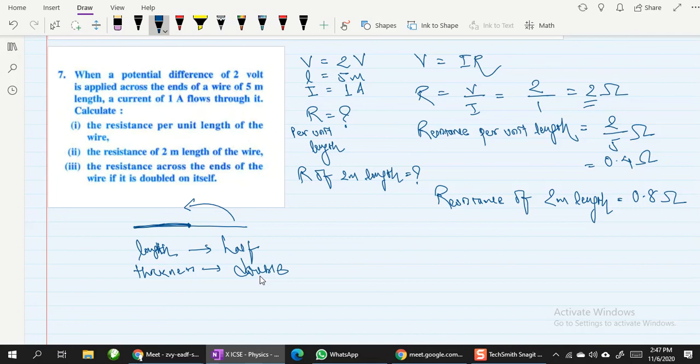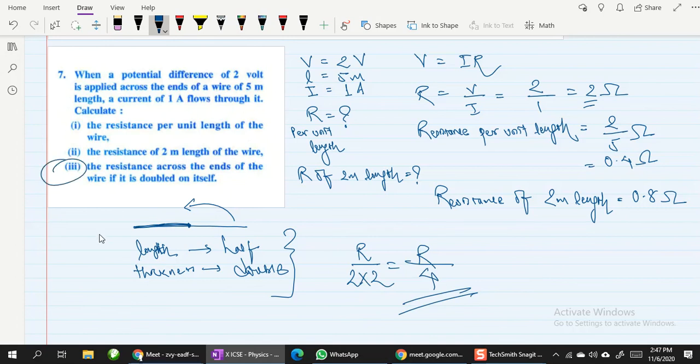So resistance decreases by 1/4. Very good. We know that resistance is directly proportional to the length, so if the length becomes half, the resistance becomes half. And resistance is inversely proportional to the area of cross section. If you double the wire on itself, the area of cross section becomes double, so the resistance becomes half further. So the resistance becomes 1/4 of its original value.